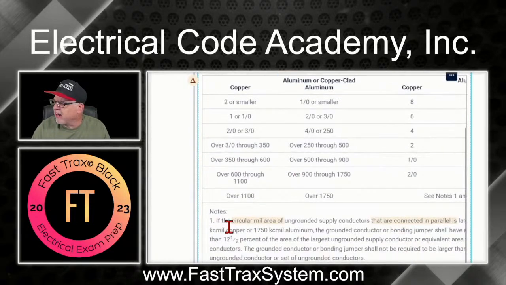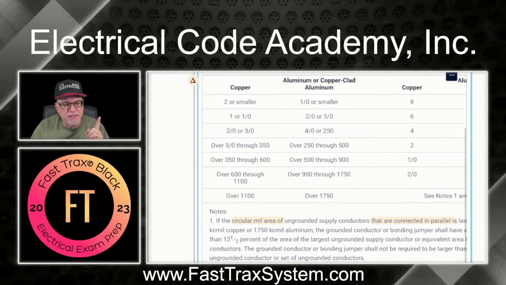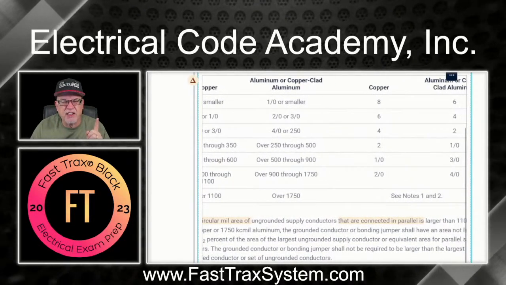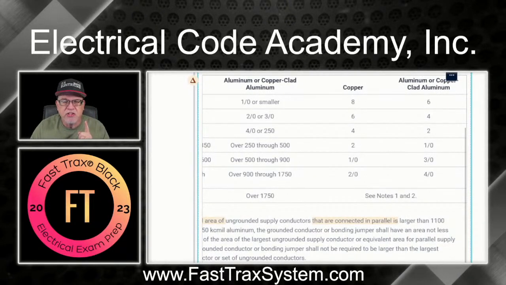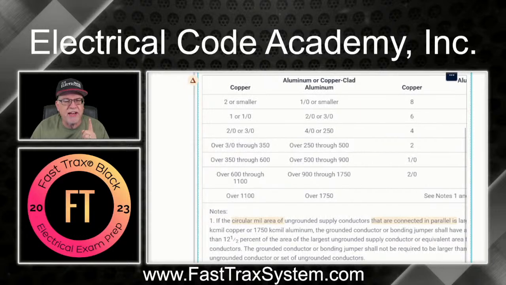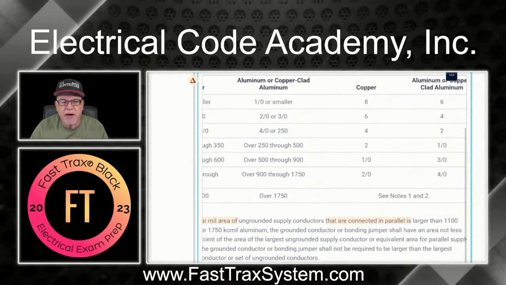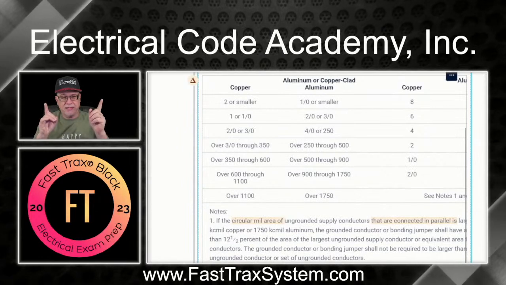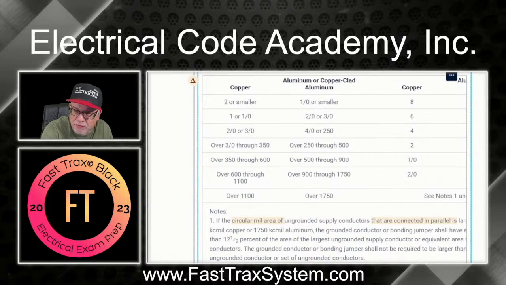Now, note 1 right here tells me that if the circular area of the ungrounded supply conductors that are connected in parallel is larger than 1100 kcmil copper or 1750 aluminum, the grounded conductor or bonding jumper, because remember this table is used for that as well, bonding jumper sizing, shall have an area not less than 12.5% of the area of the largest ungrounded supply conductors or equivalent area for parallel supply conductors. All right, so keep that in mind. Let's go back and see what we've got to deal with.